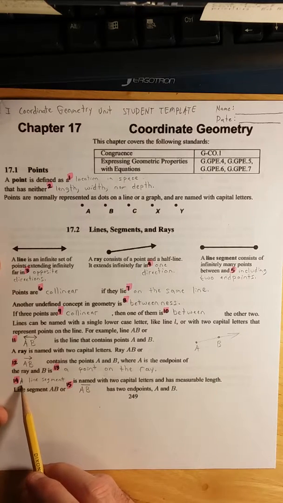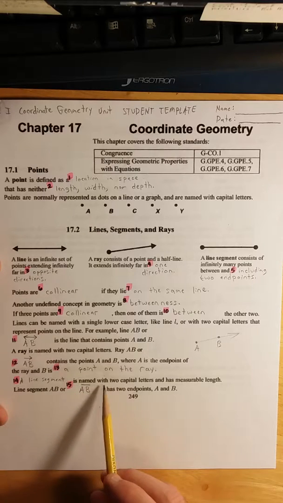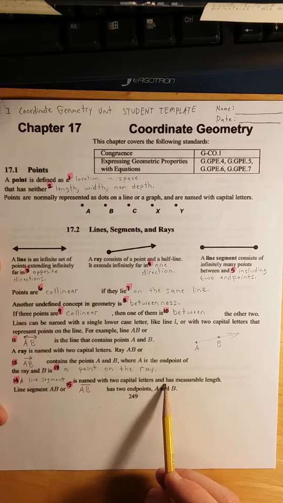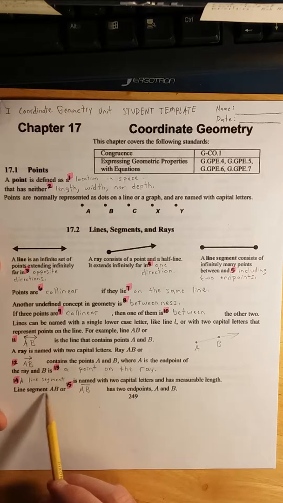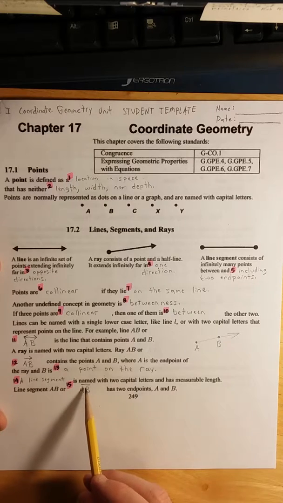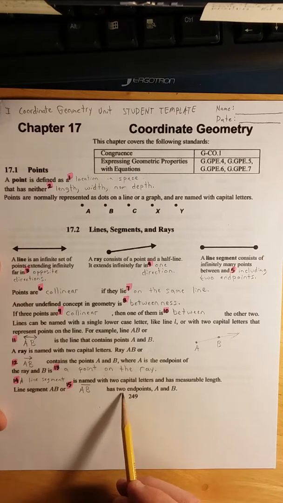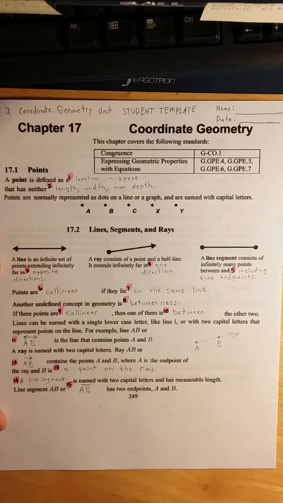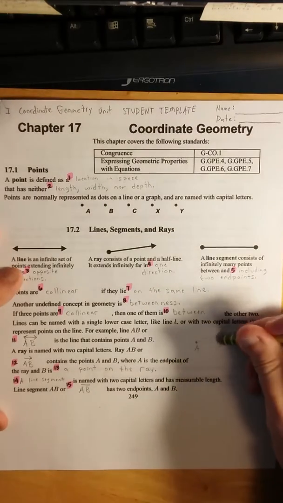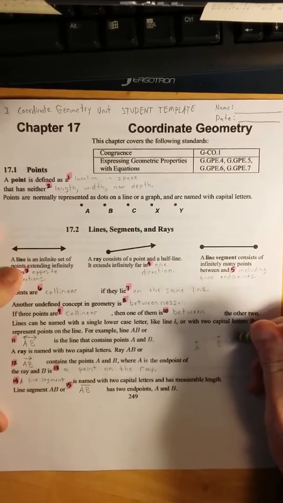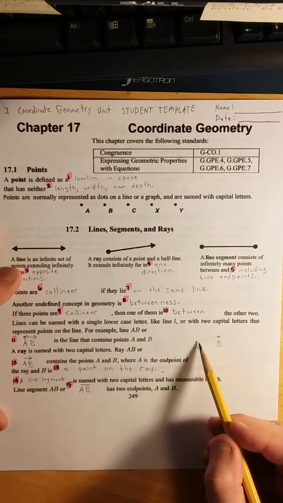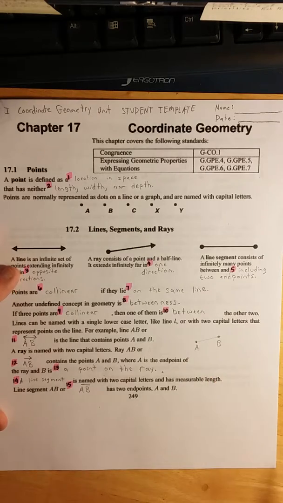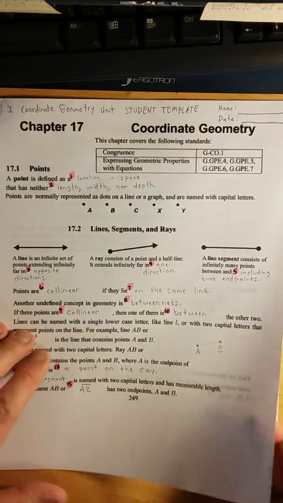Next, we're going to talk about a line segment. A line segment is named with two capital letters and has measurable length. Line segment AB, or capital A, capital B with just a bar above it, has two endpoints A and B. So now we'll turn our ray into a segment by simply erasing this part of it. And so that would be line segment AB. It would start at A and stop at B. Okay, all right, let's move on. Now that we have some definitions in place.